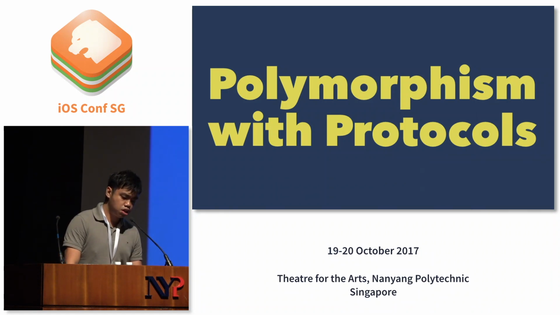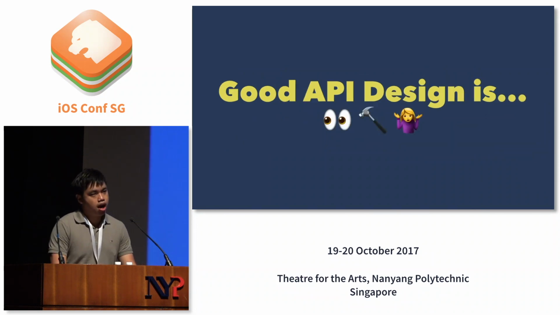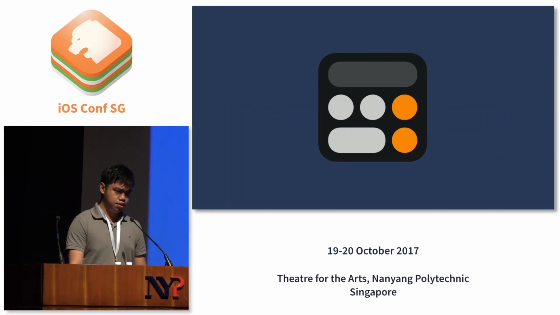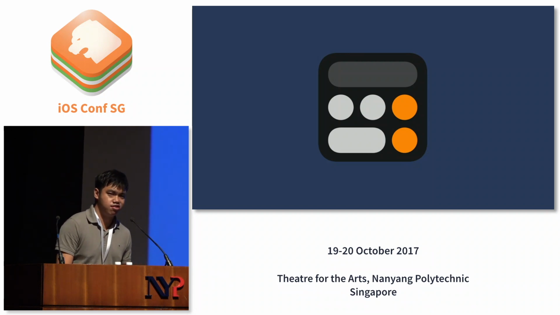So I want to talk about 3 characteristics of good API design. I think good API design, firstly, is code that's easy to read and understand, code that is easily testable, and also code that makes it hard to make mistakes. And to do this, we are going to look at a very concrete example. We're going to build some sort of calculator app because there's just enough room in the App Store for one more calculator app.